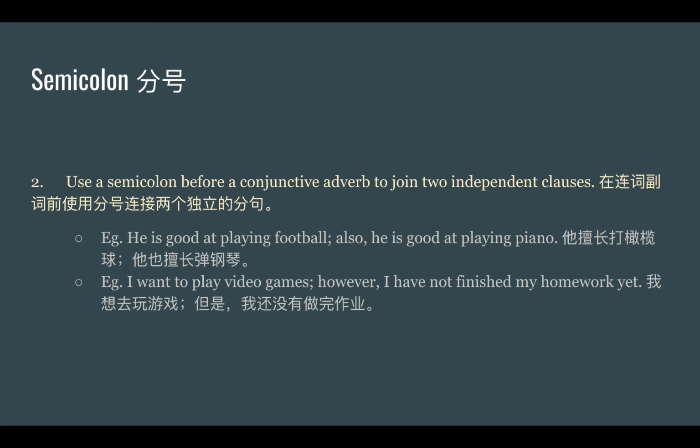For example, "He is good at playing football; also, he is good at playing piano." "I want to play video games; however, I have not finished my homework yet."